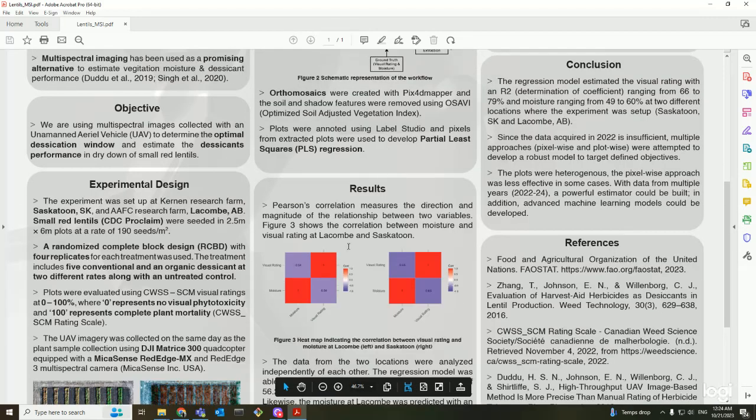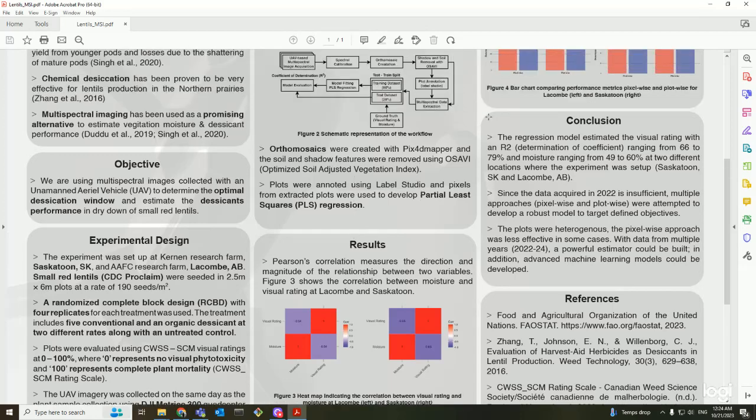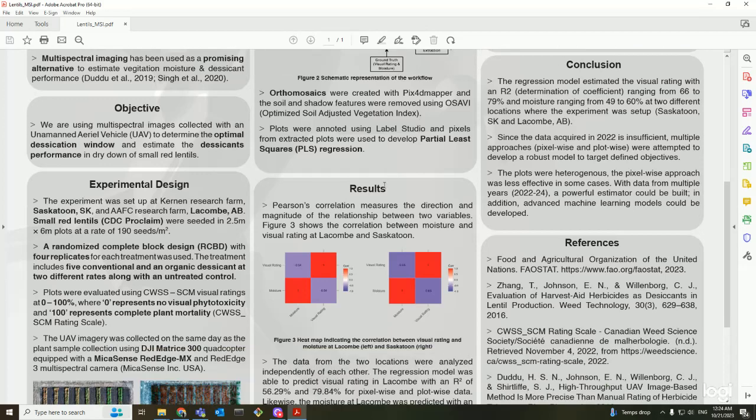We developed models using partial least squares regression, and we used Label Studio for annotation. We split the data set into test and training data sets, and following that we created the model and evaluated them.